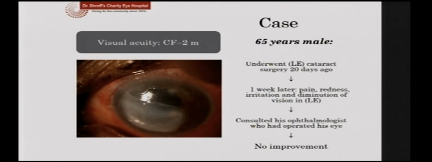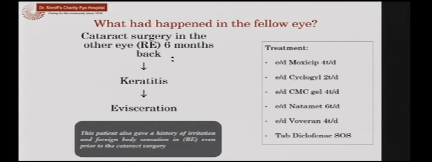And another case, 65-year-old, counting fingers at 2 meters, had a surgery 20 days earlier. A week later came in with pain, redness, and irritation with diminished vision. Consulted his ophthalmologist who had operated on the eye, but there was no improvement with medical treatment. And we looked at the other eye. There was an empty socket. What had happened there? A cataract surgery in the other eye done 6 months earlier had developed a keratitis and then had to be eviscerated.